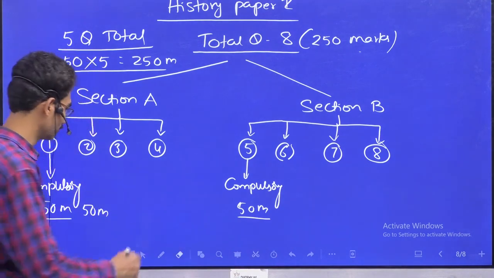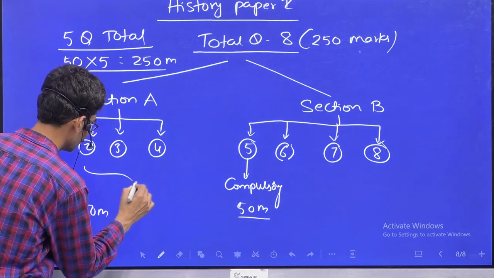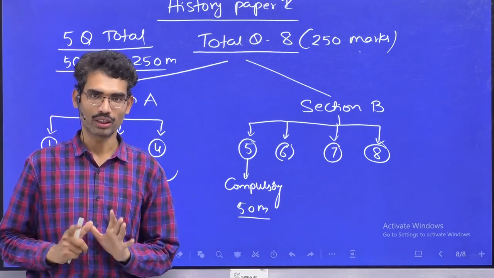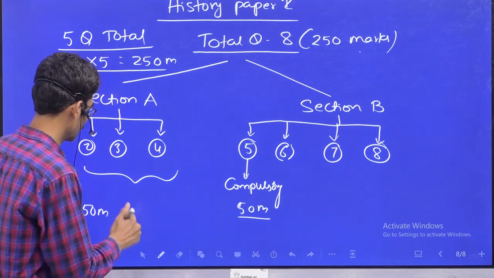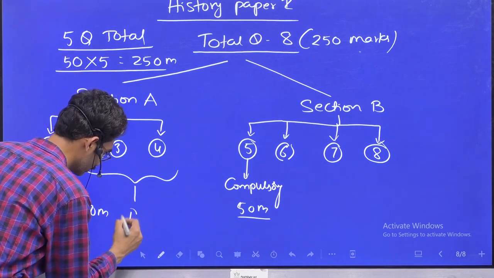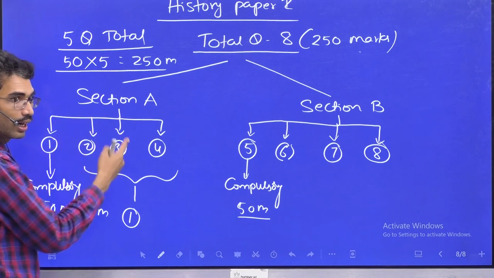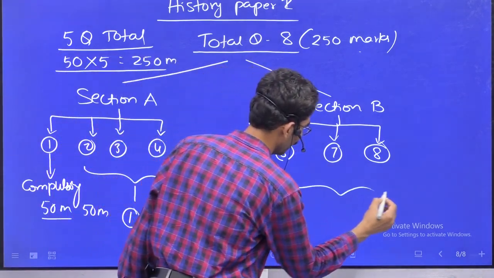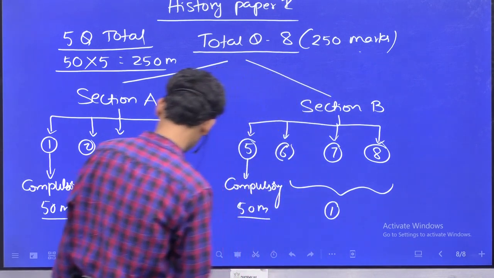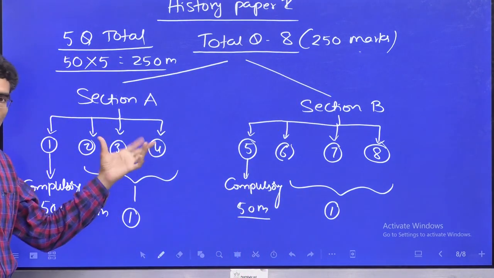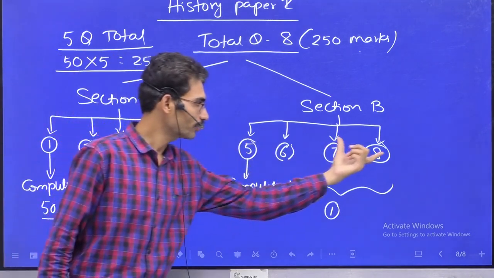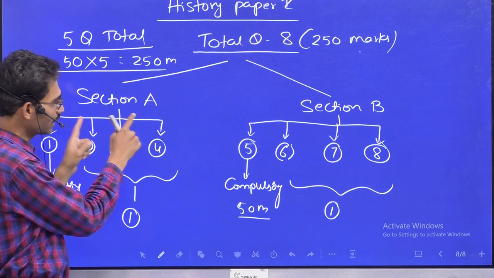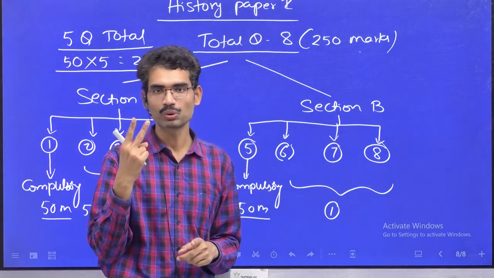Because it is saying, out of these 3, maximum you can write 2 only. Because it is saying 1 other one compulsory, again 1 is compulsory. Out of these 3, 1 is again compulsory. That means in each section, minimum 2 compulsory.